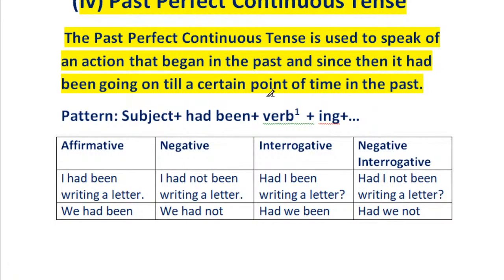So these sentences are said to be in the past perfect continuous tense. The action starts in the past, continues in the past, and also completes in the past. That is why it is called past perfect continuous tense. Its pattern is subject plus had been plus verb 1 combined with ing. So this is the pattern you can see. Now its examples in affirmative sentence, negative sentence, interrogative sentence, and negative interrogative sentence.